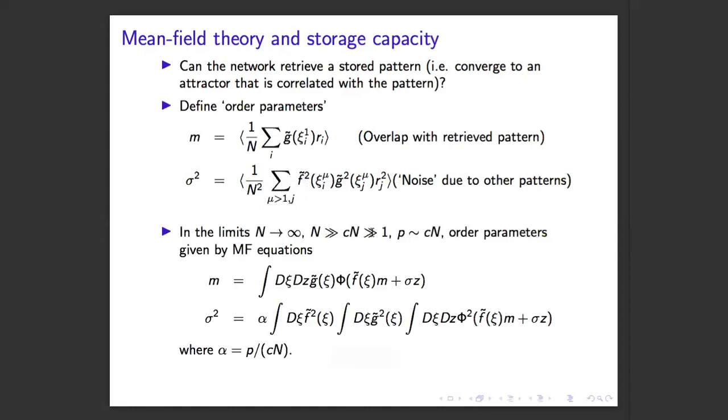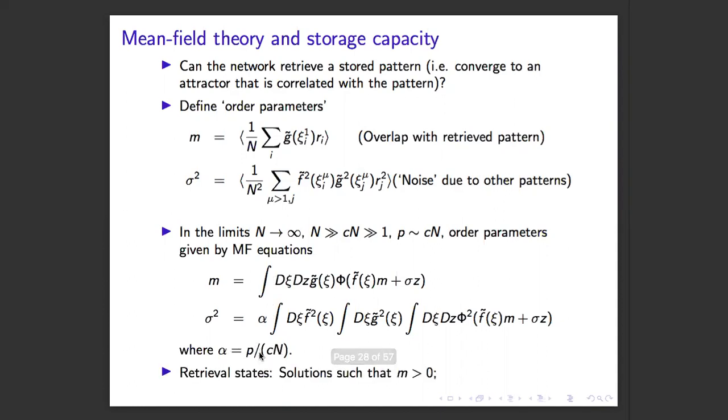And eventually, taking the proper limits, these order parameters will be given by these equations, where the right-hand sides are given by Gaussian integrals. Xi is the Gaussian variable describing the state of the neuron in the particular pattern, the Gaussian variable that I introduced earlier. And Z describes this noise term, which is due to the interference caused by other patterns stored in the network. Importantly, in this equation you have this parameter alpha, which is the ratio of the number of patterns stored in the network divided by C times N. C is the connection probability, N is the number of neurons. So in other words, this is the average degree, the mean number of connections per neuron.